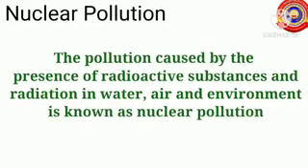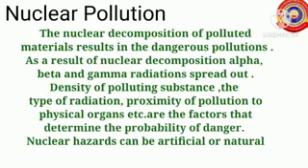Next topic, nuclear pollution. The pollution caused by the presence of radioactive substances and radiation in water, air and environment is known as nuclear pollution. The nuclear decomposition of polluted materials results in the dangerous pollutions. As a result of nuclear decomposition, alpha, beta and gamma radiations spread out. Density of polluting substance, the type of radiation, proximity of pollution to physical organs, etc. are the factors that determine the probability of danger.